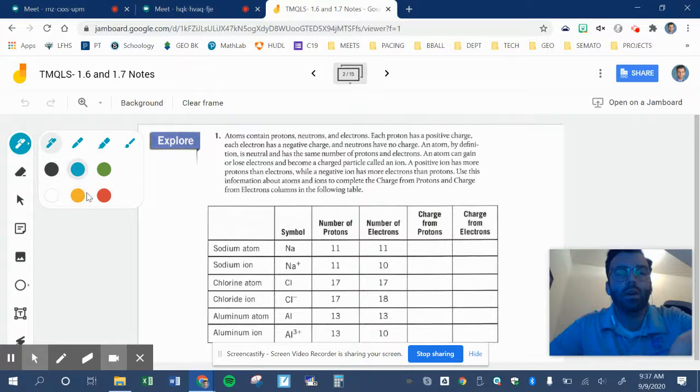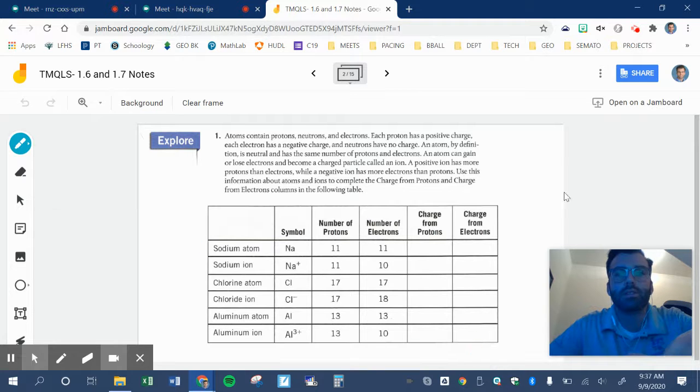Happy day 1.6 video. What I want you to do is think about this, explore. I'll get you started here. Each proton has a positive charge, and electrons have a negative charge. This is our explore for today. An atom can gain or lose electrons. Just read that. I'm not going to read it to you. It's not story time. Hopefully you read that by now.